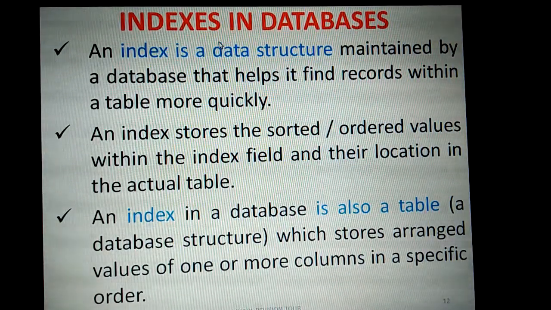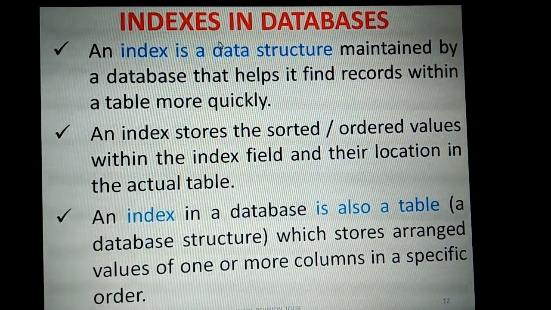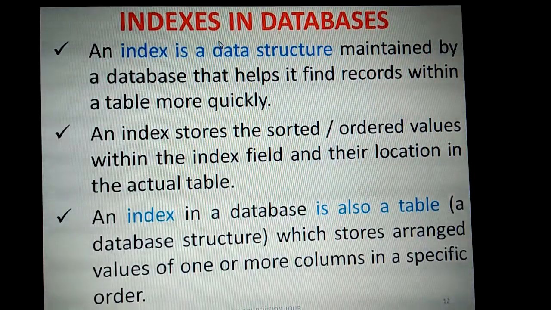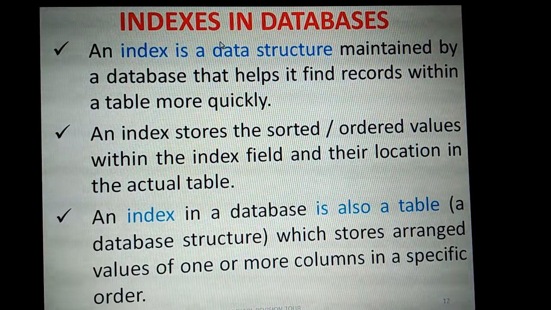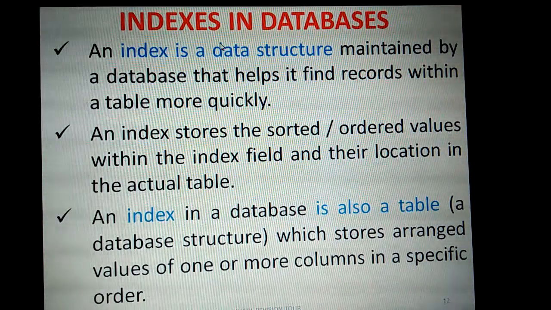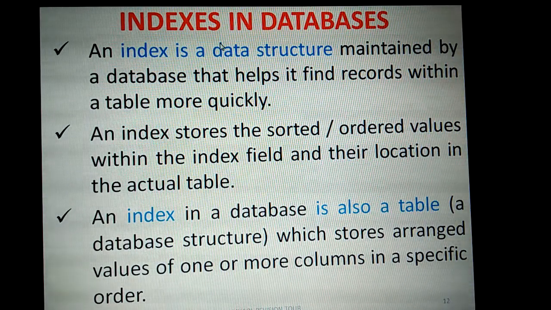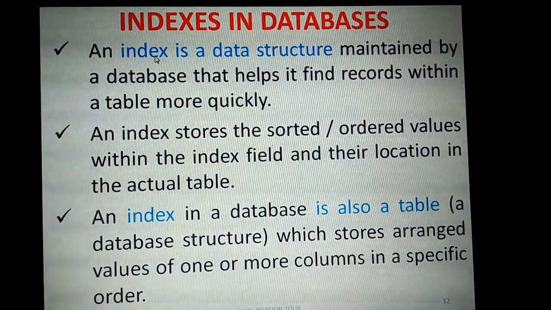Every table will have n number of records; many records or rows will be there. So to retrieve one particular record, it's very difficult if you are going from top to bottom. So for searching any record in the fastest way, we can go for an index. So what is meant by index?